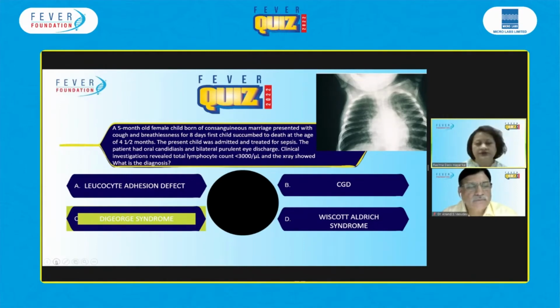And the treatment of choice is prophylaxis with antibiotics and IVIG, and of course, completing the normal vaccination process. So would you like to describe anything of the other conditions?